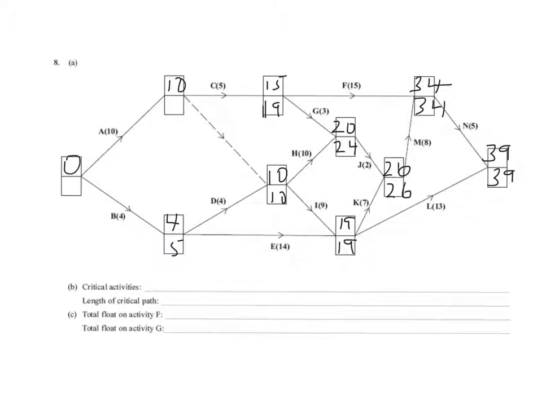This is 10, so that means we're comparing 10 with 14. 19 minus 5 is 14. So the smallest of those is 10 days. And then obviously 0 back at the beginning.